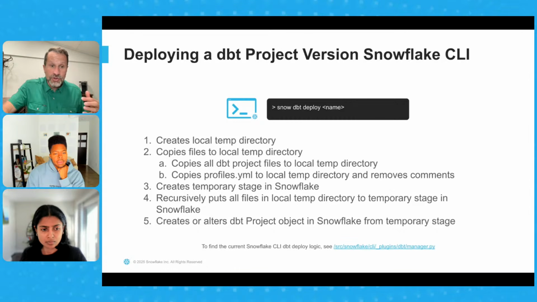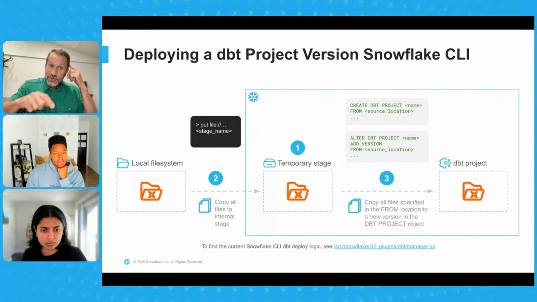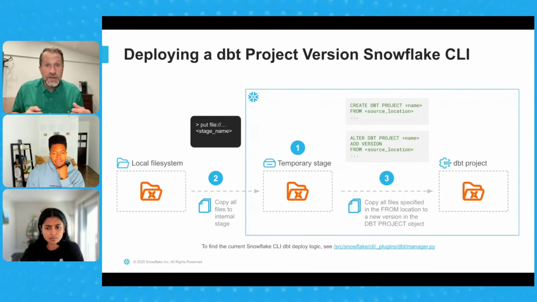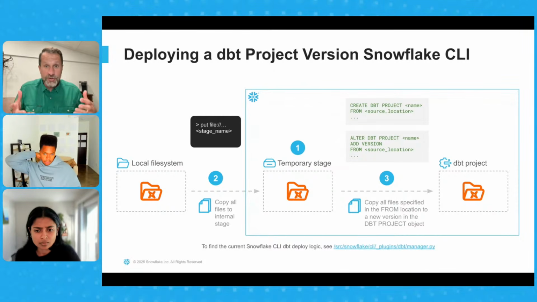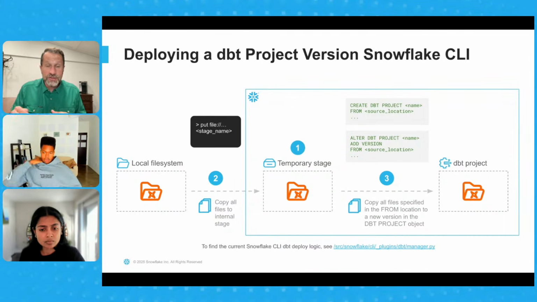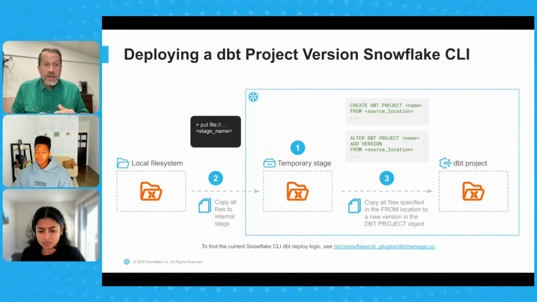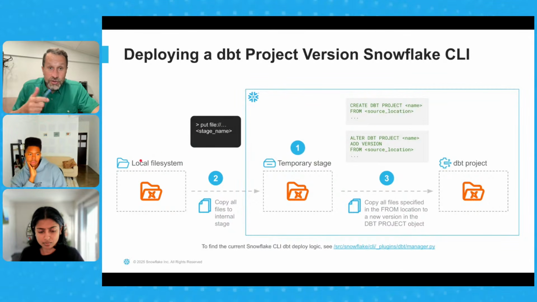I have a visual. I won't read through this text here, but I'll show you the visual. Generally you're going to want to run this from your CI/CD agent, so that you're doing your builds and deployments through a CI/CD tool like GitHub Actions, Azure DevOps, Jenkins, or any of the other great tools. This local file system would represent that agent, the CI/CD runner. You'll have a copy of your dbt project there, and you'll run snow dbt deploy.